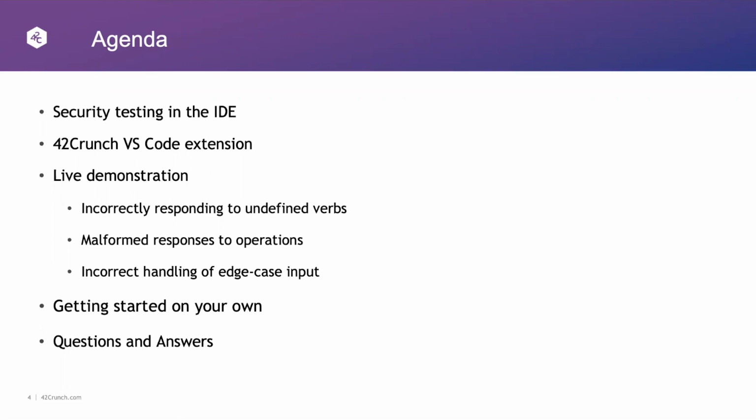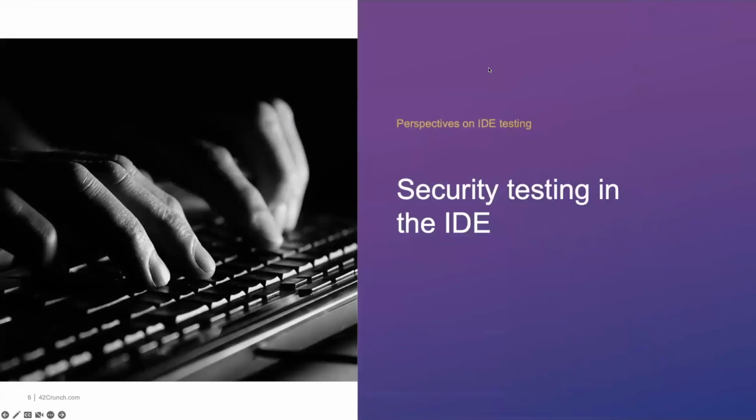And then importantly, if you like what you see, and we certainly hope you do, how to get started on your own. We've got free versions of the products that you're going to see on display today. You can go and help yourself to these, get them from the marketplace, and get active and start securing your APIs.